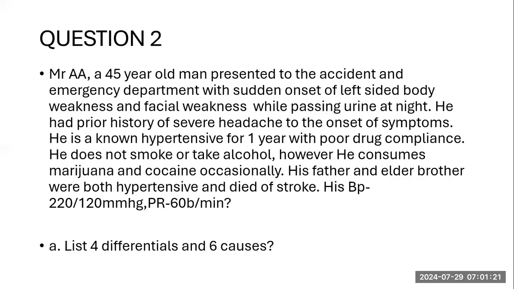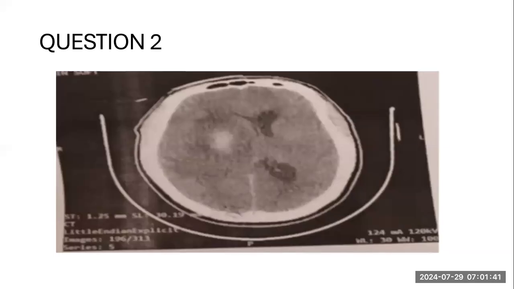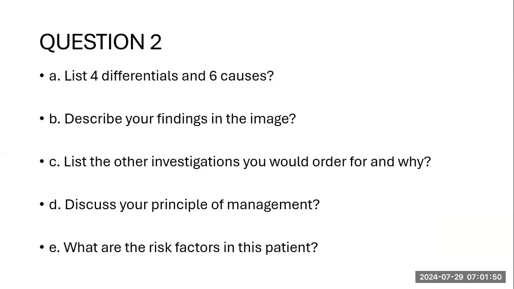His blood pressure is 220 over 120 millimeters of mercury, and the pulse rate is 60 beats per minute. The first question says, list four differentials and six causes. This is the picture showing an axial view of a brain CT scan.